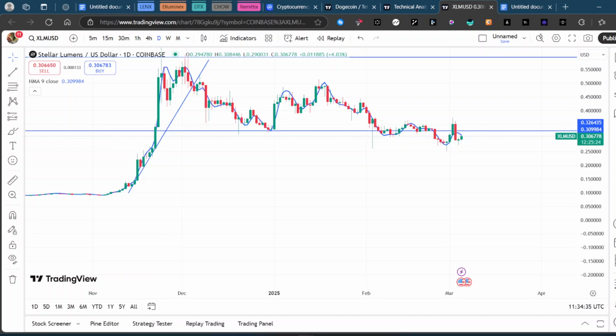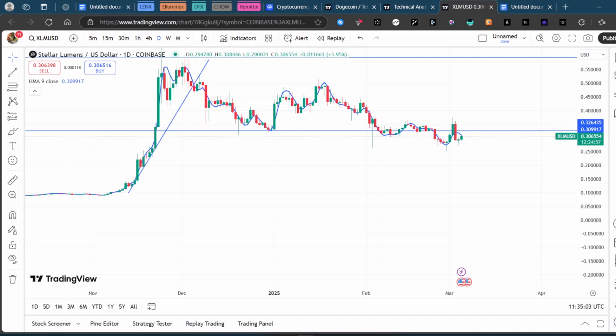A pro tip is you should combine the HMA with other indicators, like you can use RSI, for example, or the MACD, just for extra confirmation and higher accuracy. Now let us talk about some common mistakes that traders make when using the Hull Moving Average and how to avoid them.